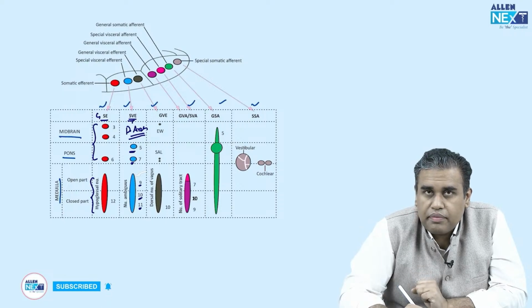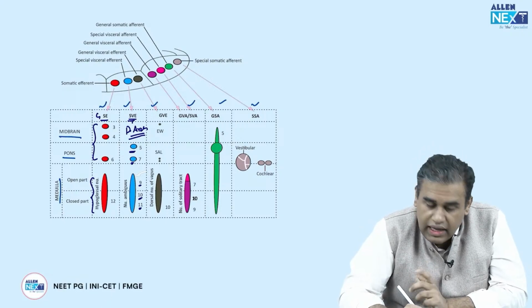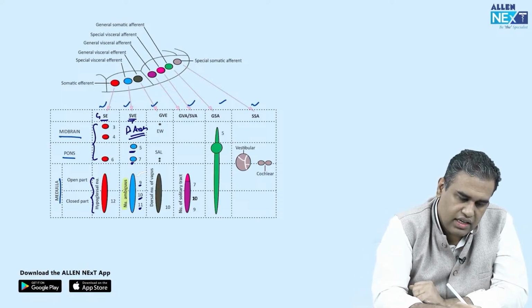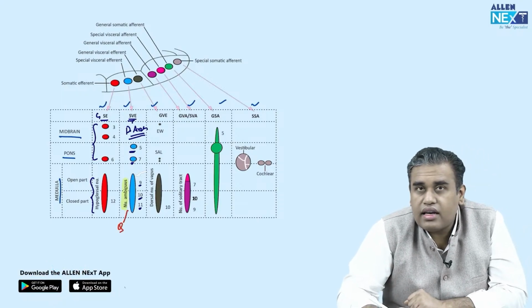We are using the word special, coming from the pharyngeal arches. And 9, 10, 11 combined are known as nucleus ambiguus. Remember, this is a very favorite question of INI-CET. Nucleus ambiguus, 9, 10, 11.